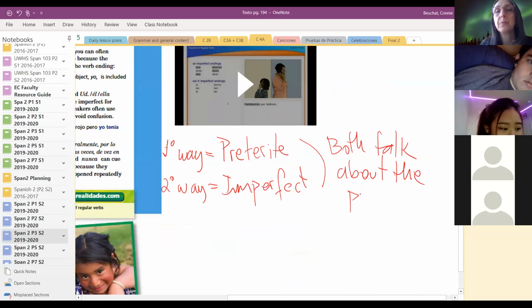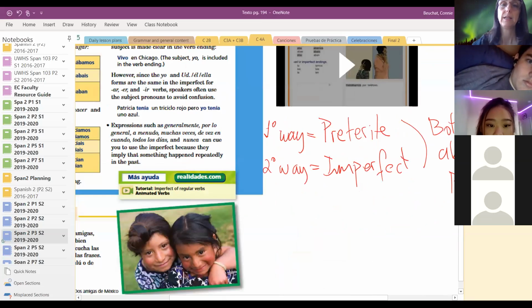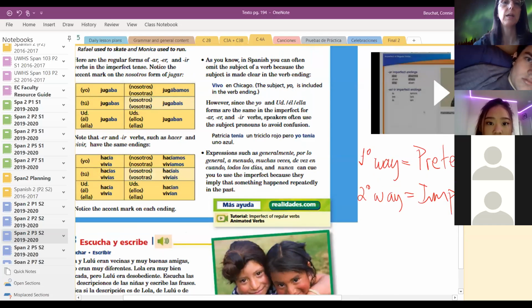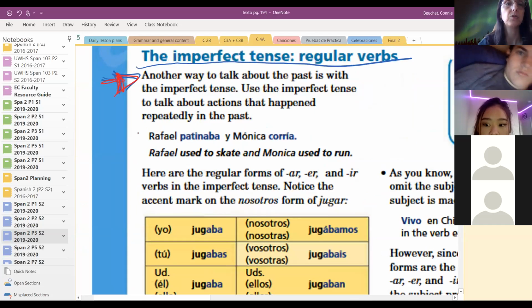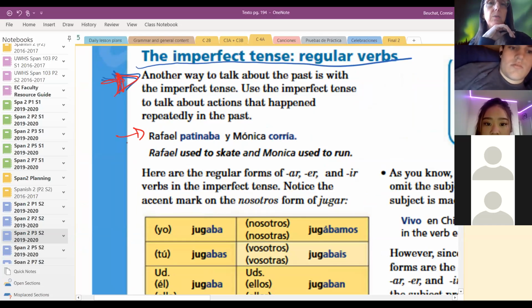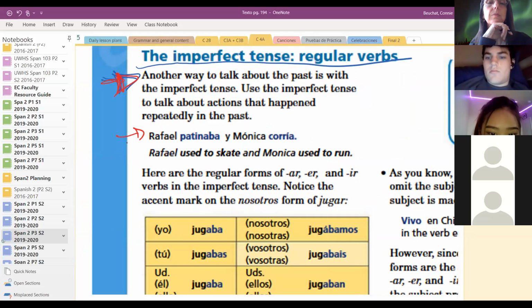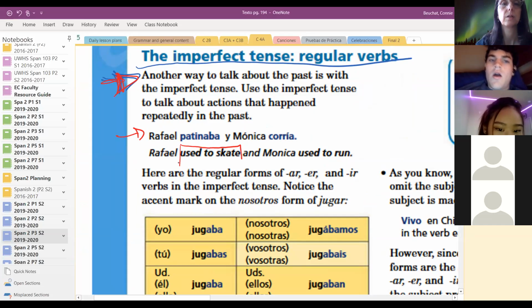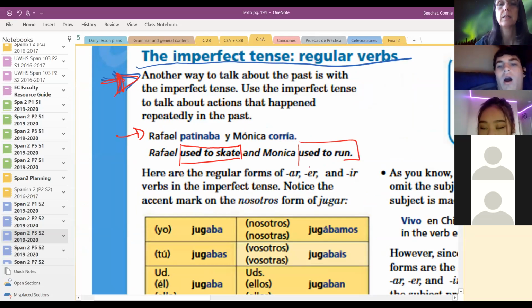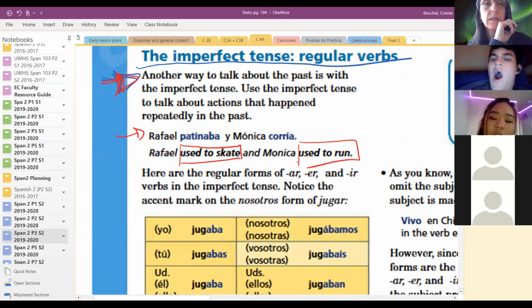In English, we actually have them both. Okay, so let's go ahead and read the example. So Jasmine, what was the example that we have? Okay. Rafael patinaba y Monica corría. What is that in English? Rafael used to skate and Monica used to run. Right. So used to skate, used to run.